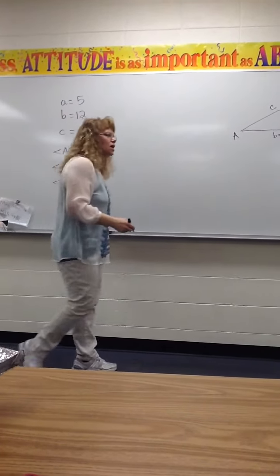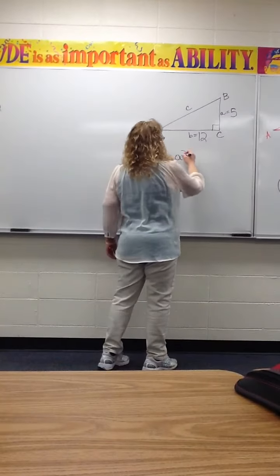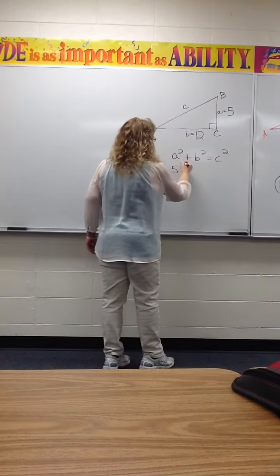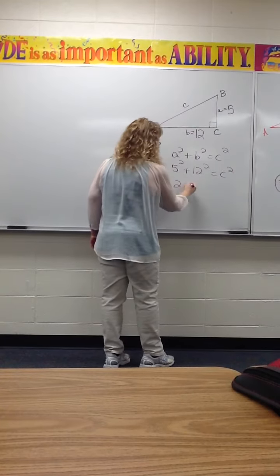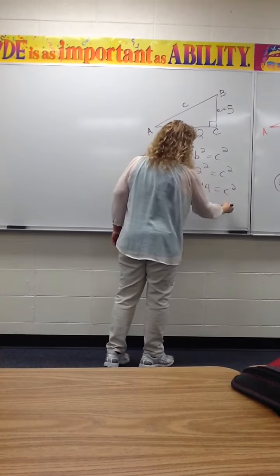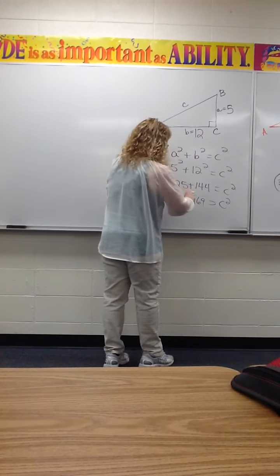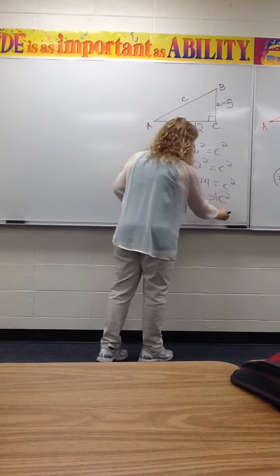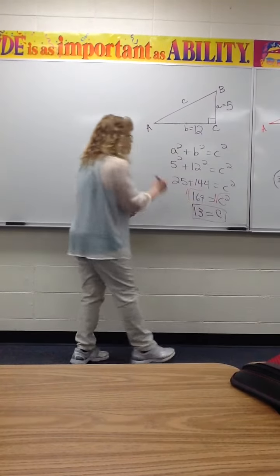It's one of those perfect squares, A squared plus B squared equals C squared. You can plug that in, 5 squared and 12 squared, and it's 25 and 144. That's 169, and if you square root it, 13. I get C equals 13.